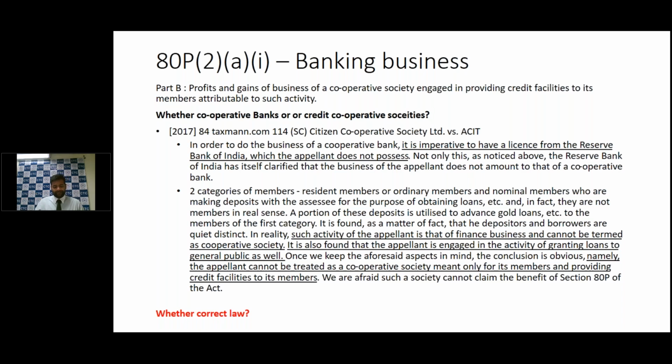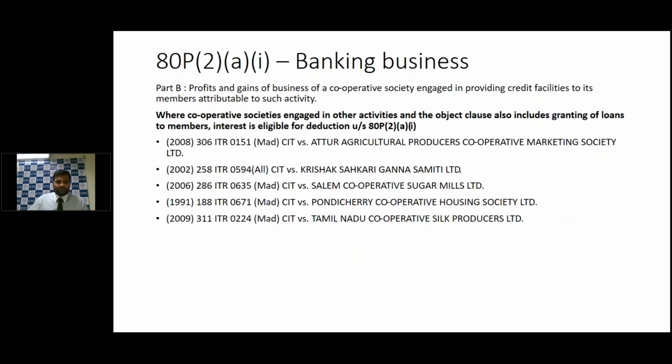We have seen many cases where the assessees being cooperative societies try to misuse the provision of section 80P2, and therefore this is a reminder call for them. However, maybe 80P2C has been missed by the Honorable Supreme Court with utmost respect. Now, there are case laws to the effect that a cooperative society which is engaged in some activity and its object clause also includes granting of loan to its members, and they have been held eligible for deduction under section 80P2A1. For example, a housing cooperative society.